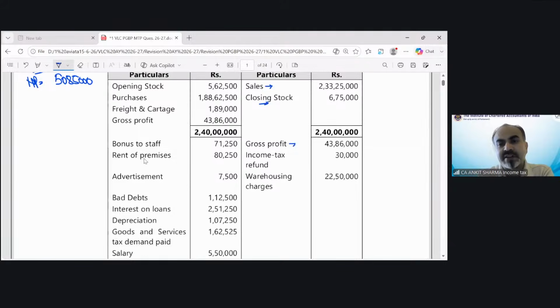Now, income tax refund. This is not part of business income, so I do need to remove the effect of it. So what do I need to do? I need to reduce this amount. This 30,000 is going to be reduced from my net profit because this would be the part of other source income. And let me tell you, not the full value. The interest portion under this income tax would be the part under the head income from other sources. Clear?